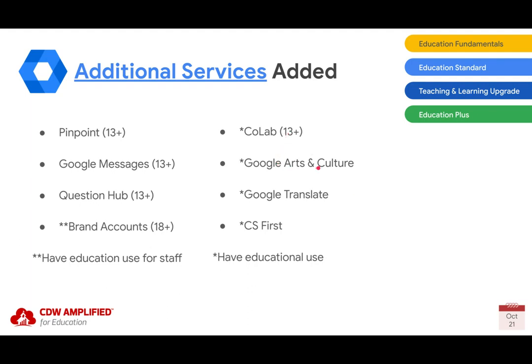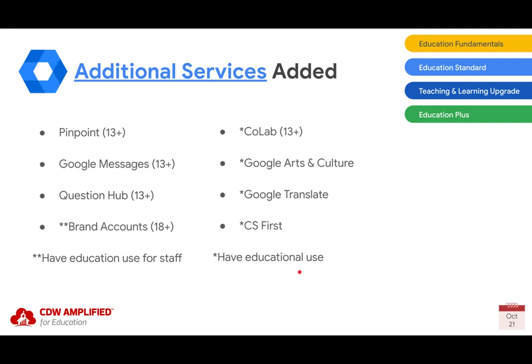But here's more exciting additions. Colab, Google Arts and Culture, Translate. These services all stopped working for under 18, but now they should be working because Google has added them back in the admin console. So all of these are now in the admin console that we can turn on or off, which now means we can turn those on for students.